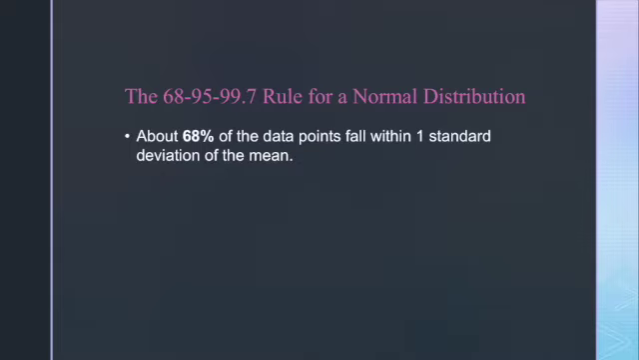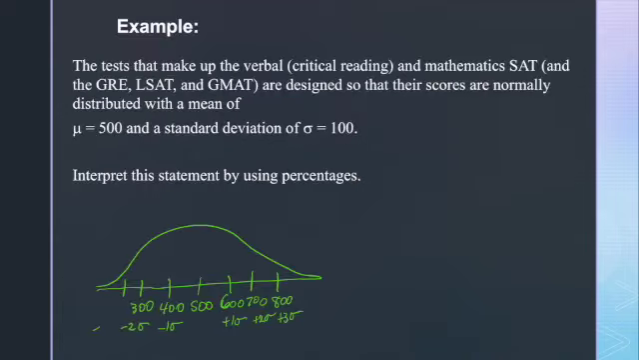I have a mean of 500. I want to go 3 standard deviations above and 3 standard deviations below. So if I go up 1 standard deviation, I'm at 600. 700 would be 2 standard deviations. 800 would be 3 standard deviations. I want to do the same thing below the mean. If I go down 1 standard deviation, I'm at 400. 2 standard deviations, I'm at 300. And 3 standard deviations, I'm at 200.